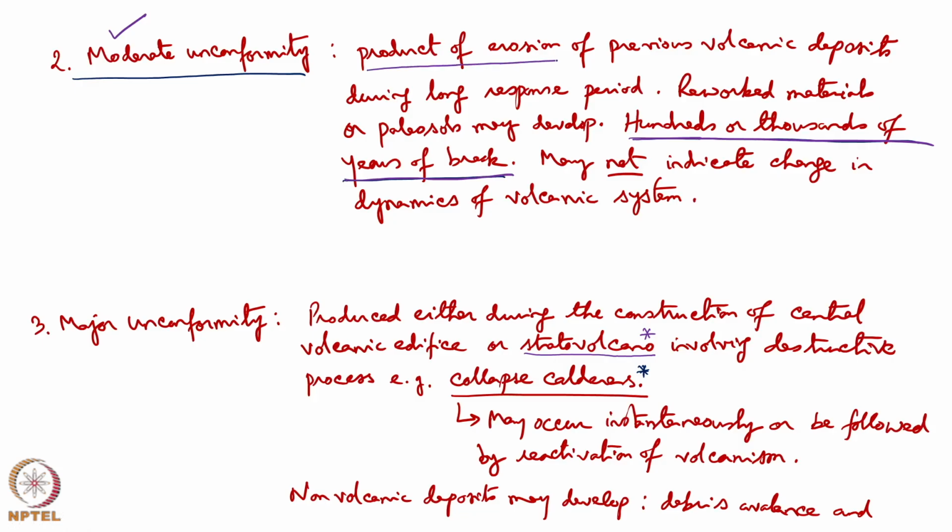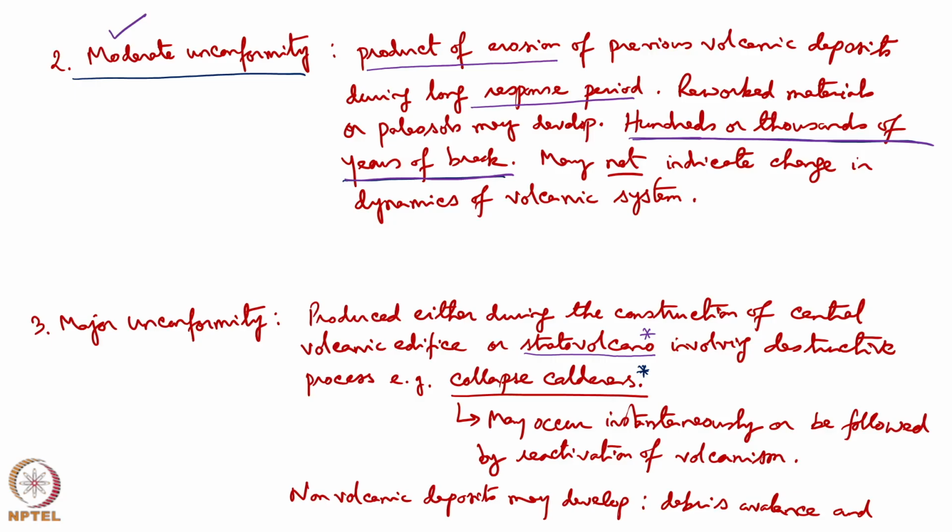They can be the product of erosion of previous volcanic deposits during long repose periods, which means a volcanic eruption has happened and then for a long time erosion has taken place, and after that another phase of eruption happened and the lava flow has taken place. And on these moderate unconformities, we may find reworked materials or paleosols that can develop. Since there is a long time gap, the erosion has happened and then it was exposed to atmosphere for a long time, reworking of material and paleosols can develop.